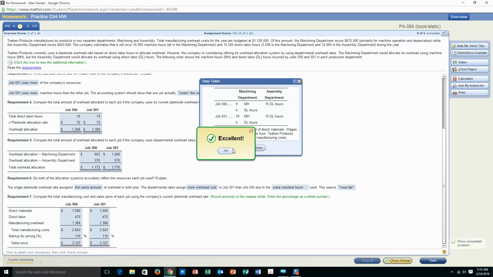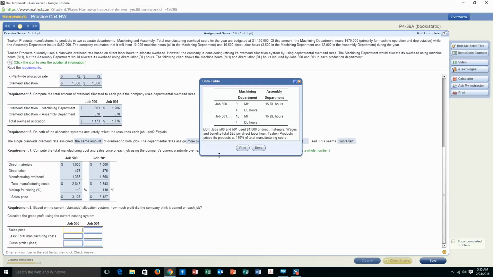Now we have just 2 more steps to complete. The first one is, based on this allocation rate, we're going to calculate the gross profit. So in the previous step, we have $31.27 as the sales price. Our manufacturing cost of $28.43 from one of the previous steps. Gross profit then for each of these jobs is $284.